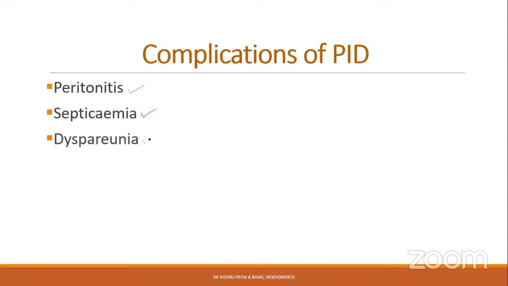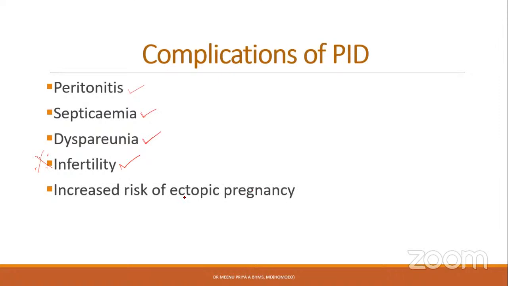And then dyspareunia, that is painful coition. And then infertility. So infertility is one common thing with PID, because the tubes get blocked. And then increased risk of ectopic pregnancy. Ectopic pregnancy, one of the common causes, etiology is previous PID. Ectopic pregnancy is common. And then chronic pelvic pain. So these are the complications of PID.